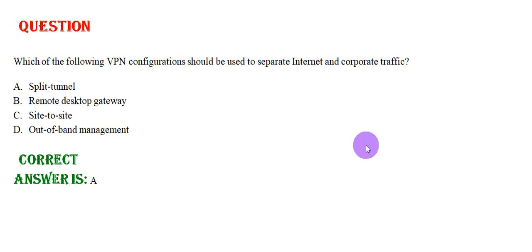Which of the following VPN configurations should be used to separate internet and corporate traffic? Option A, split tunnel. Option B, remote desktop gateway. Option C, site to site. Option D, out of band management. The correct answer is option A.